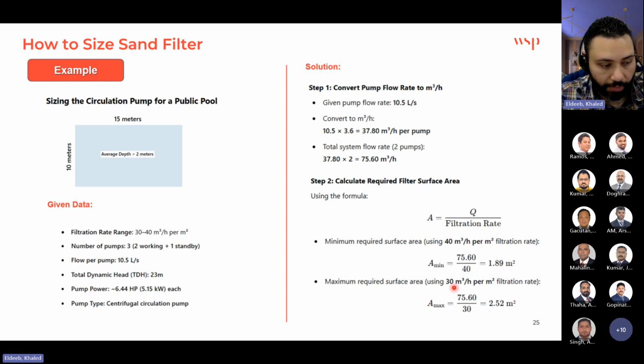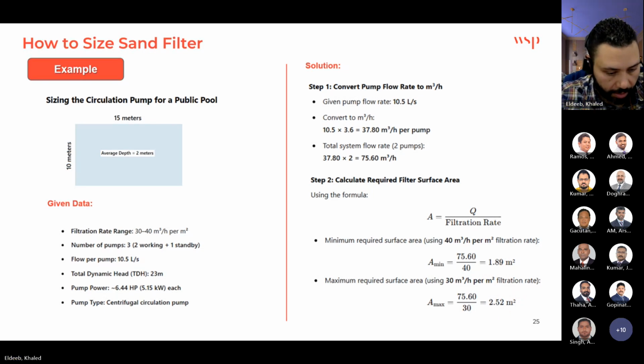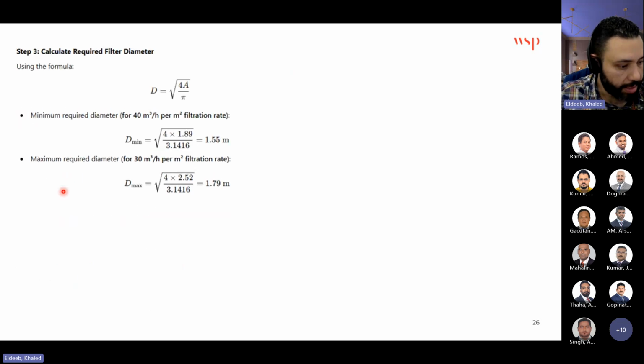That's why I'm telling you, if the contractor brings you a slow filter, it will never fit the water quality requirement that the designer calculated. So ensure the filtration rate is as per the design intent, the design consideration. Okay, so after calculating the area, we can simply calculate the diameter. The diameter for the high filtration rate will be 1.55 meter, and with the low filtration rate, it will be 1.79, which is much bigger.